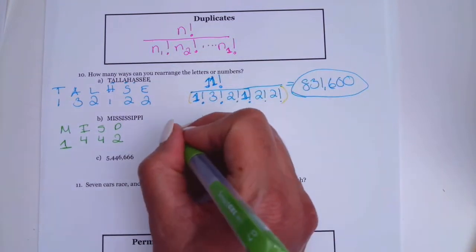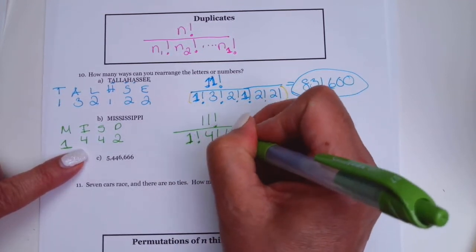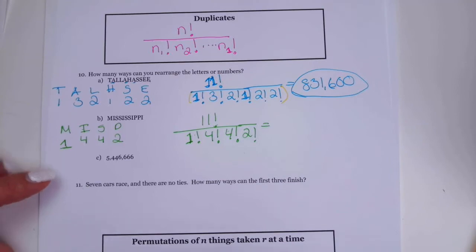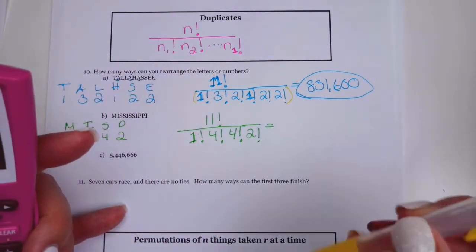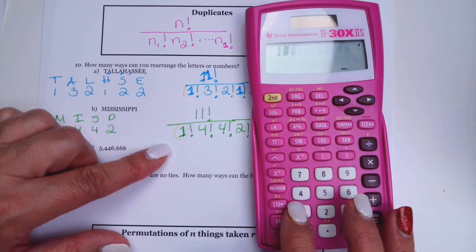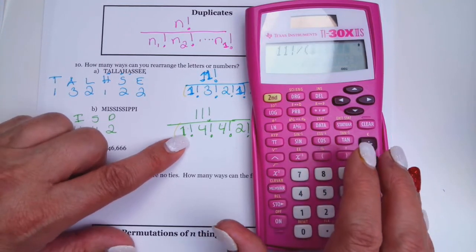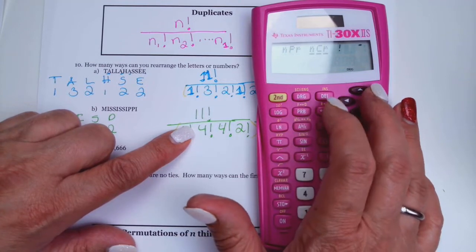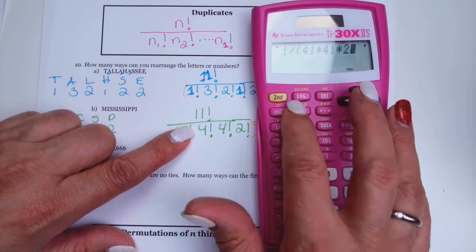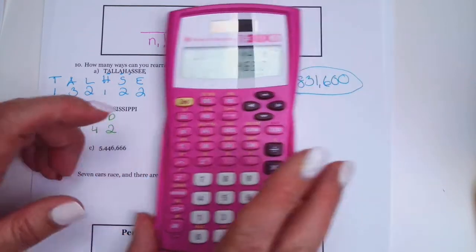So 11 factorial divided by factorial of 1, factorial of 4, factorial of 4, and factorial of 2. Okay, and again, don't forget to put these inside the parentheses if you're doing it all at once. 11 factorial divided by parentheses. Again, 1 is a 1, that doesn't change anything. 4 times 4 times 2. Close, and we get 34,650.